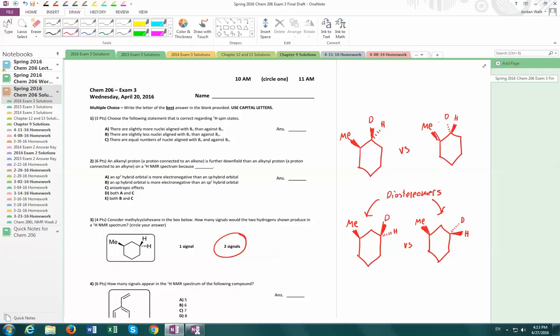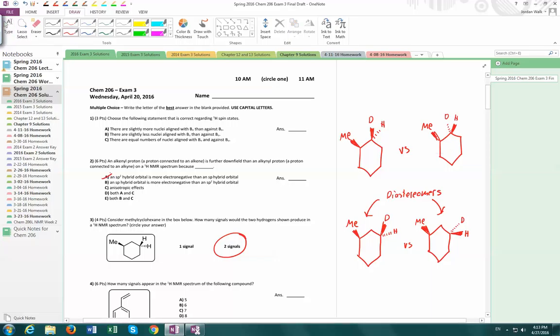Number 2. Were there any questions about that? Okay, so number 2: an alkenyl proton is further downfield than an alkynyl proton on a proton NMR spectrum because... Okay, so A and B, which is a true statement? It's B, right? B has more s character, and sp orbitals are more electronegative. So A is definitely not right.